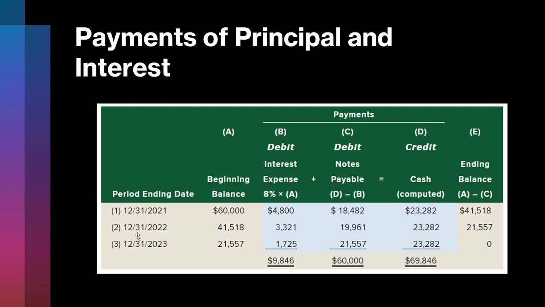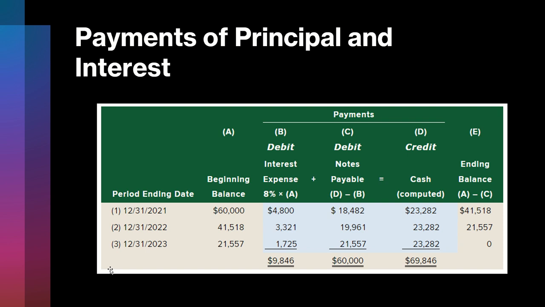All right. So in the second year, you see here that on December 31st, 2022, the new loan balance is $41,518, which is carried over from the previous year, year one. If you take this revised loan balance of $41,518, multiplied by 8%, you should get $3,321. But let me just do that real quick just to make sure.